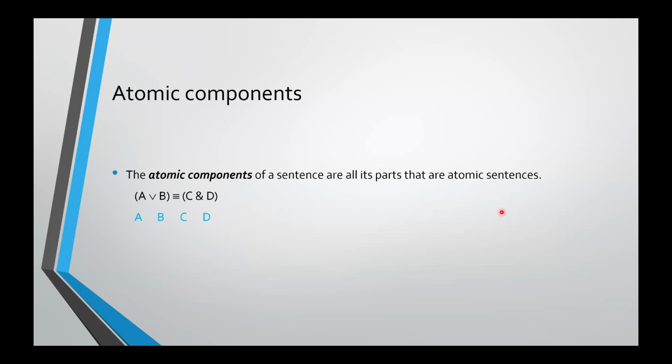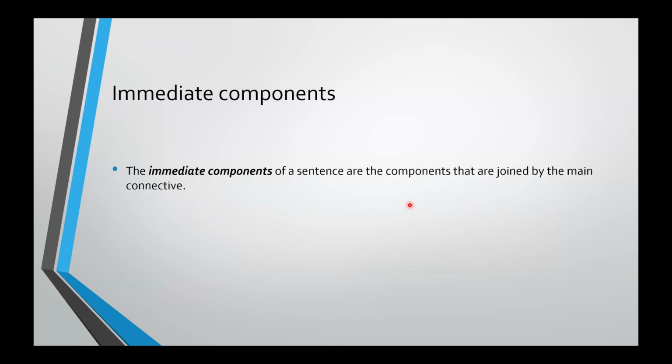The atomic components of a sentence are the parts that are atomic sentences. And then the immediate components of a sentence are the components that are joined by the main connective. So in this case, right, remember that this is the main connective. So these are the immediate components. In this case here, if you look at this, right, not A and C, if you were building this up according to that definition, you would have A and C, and then your last step would have been you would have put parentheses around that and put the tilde in front. So this is your main connective, and then you have one immediate component, which is this.